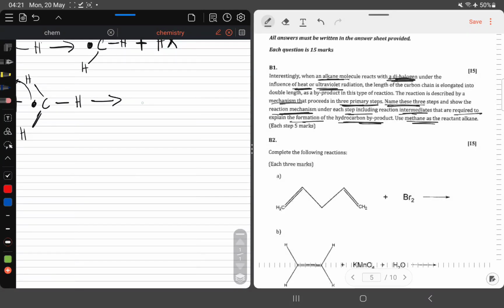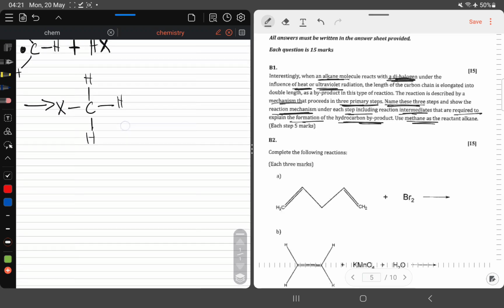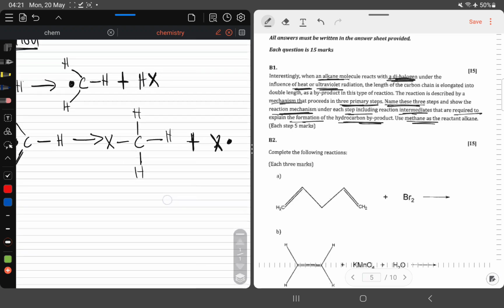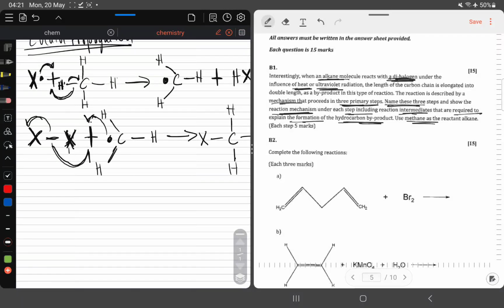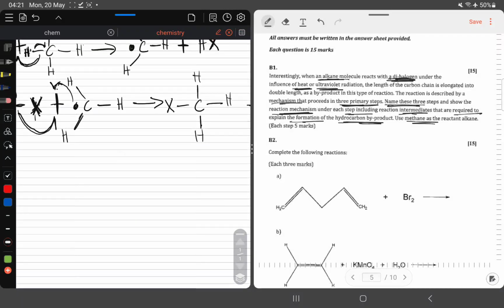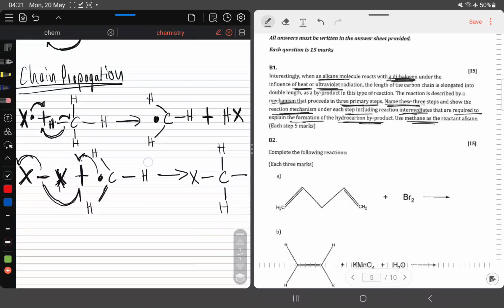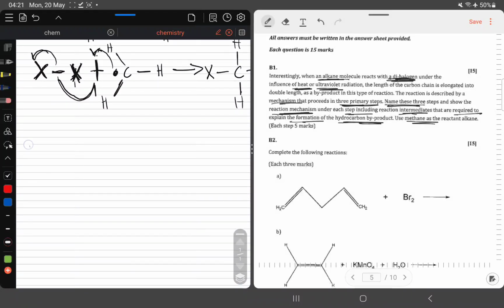And at the end of the day, what are we going to have? This carbon is now like this: hydrogen, hydrogen, hydrogen, and then X, plus the X radical again. Once we have it like this, we have managed to put one halogen in there. Now we go to chain termination.